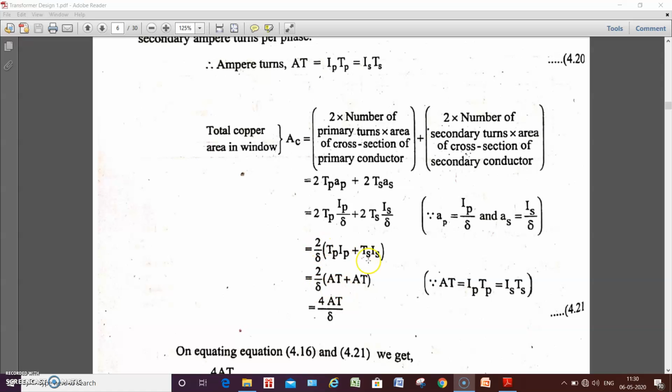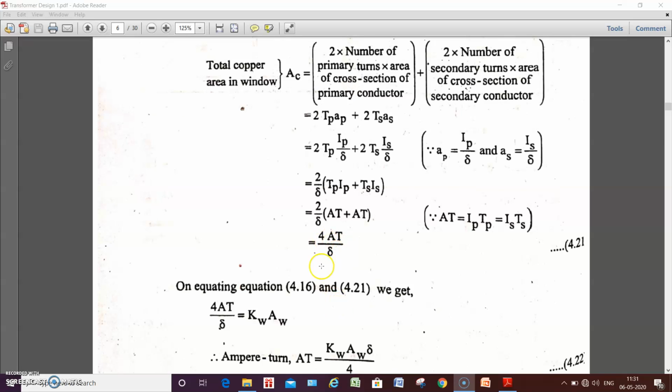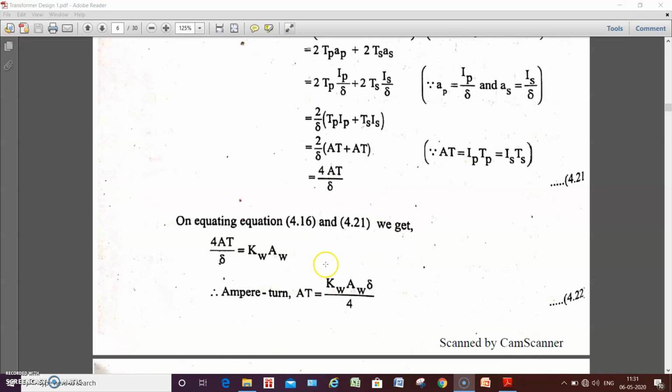After substituting everything, you will get 4 into AT by delta, whereas in a single-phase transformer it is only 2 into AT by delta. Here one more window gets added, so it is 2 times what is obtained in the single-phase transformer. So it is 4 into AT by delta. This is also equal to kWAW. So from this you get the ampere turns.